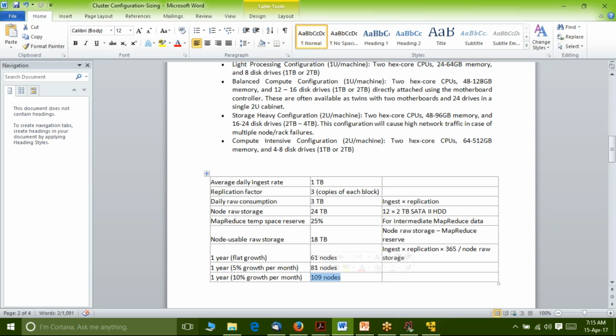Maybe over a period of time, what happens? My hardware configuration also gets increased. It is not that today we have set up a node with 12 into 2 TB SATA hard drives. Over a period of time, if you are getting 4 TB hard drives at a much cheaper price, then I can go with 12 into 4 TB, and each node is going to have 48 TB storage capacity.